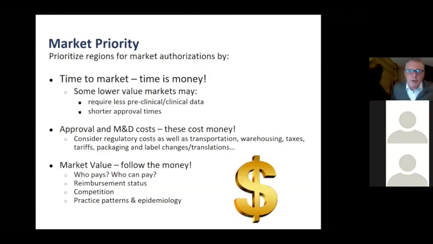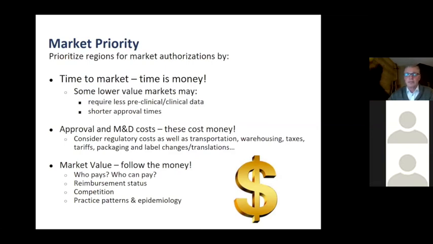So when you're prioritizing the market that you are going to be going to first, there are so many things you need to consider, but first and foremost is money. You have to prioritize those regions for market authorizations based on how long it is going to take you to get to the market, because time is money, and it could be that some lower value markets are going to require less data and have shorter approval times.